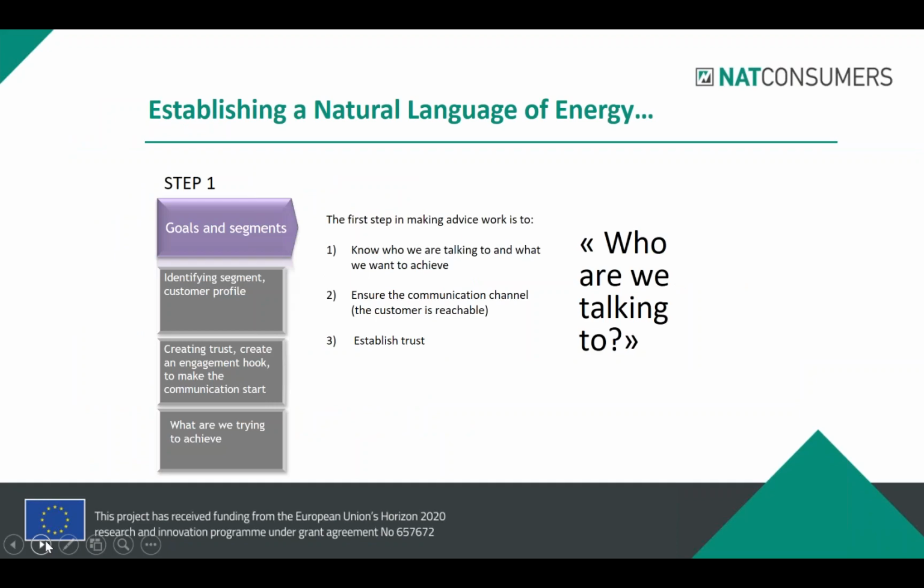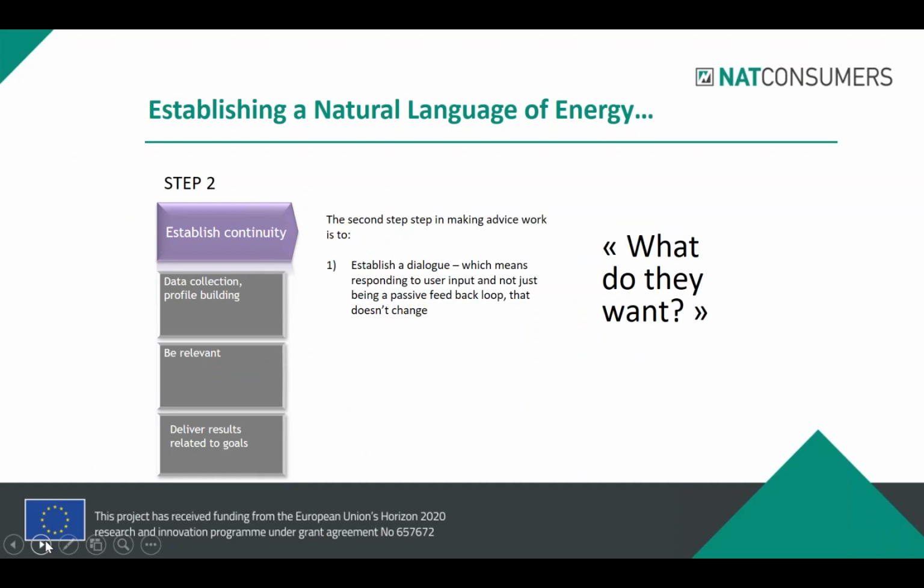One of the things that we have learned is that when we establish a natural language of energy, we basically need to start finding out who it is that we are talking to. It is the first step, and we have realized that natural language of energy is a process. It's not something that is just defined once and for all. It needs basically always to evolve. So in order to do that, the first step will always be to identify who it is that we are talking to.